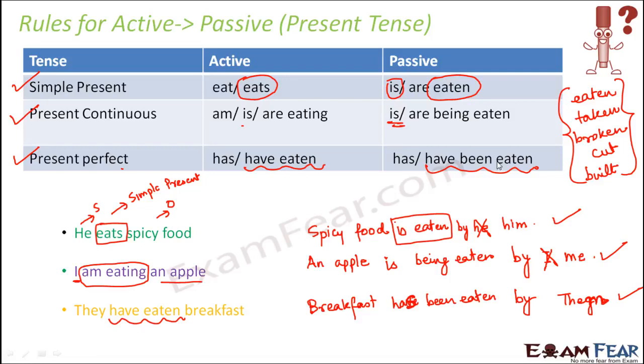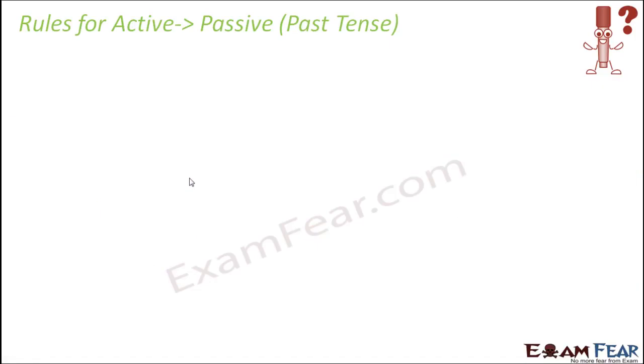Right? So basically you just need to remember these three things. If you are able to grasp or understand this table, you are done with your active and passive voice. Because if you remember this, it is very easy to remember the past tense and the future tense. So just focus on the present tense. Okay, so now let us move on to the past tense.